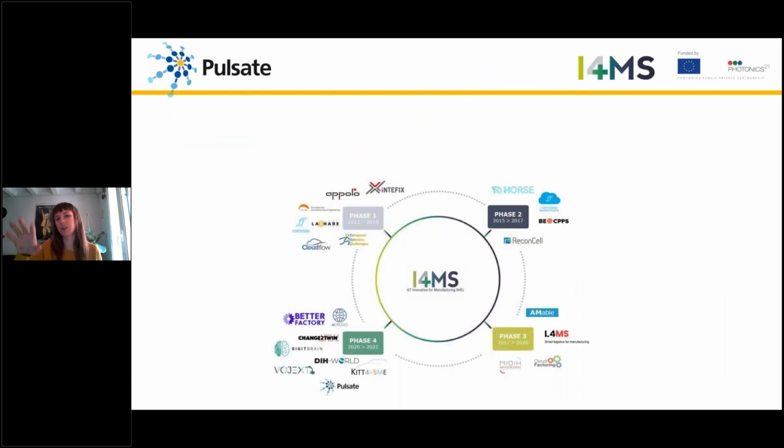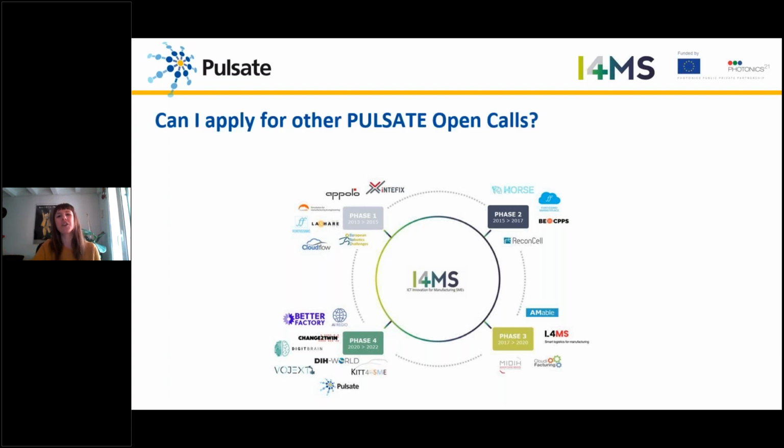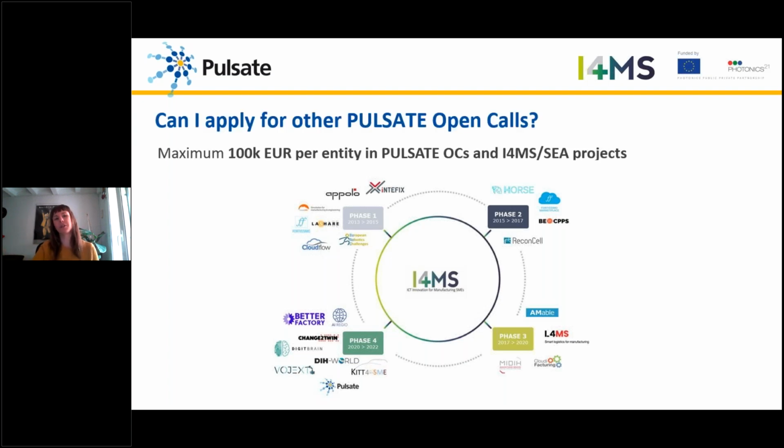Also, I wanted to mention about the I4MS funding limit, because I know that many of you also come from the I4MS project, or, well, I would say ecosystem. So it is important to remember that there is a funding limit that is 100,000 euro per entity in PULSATE open calls, but also in the I4MS or CA projects. Okay, so if you were selected in Change to Twin or Better Factory, please remember to not exceed this amount.